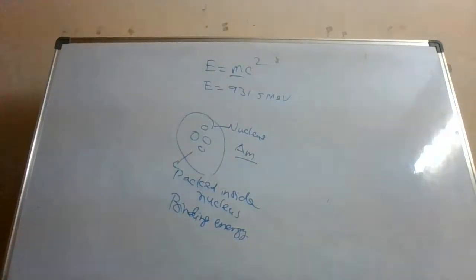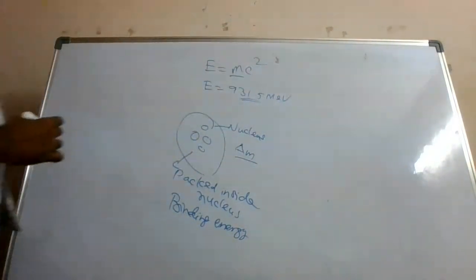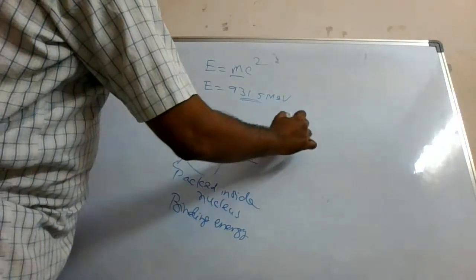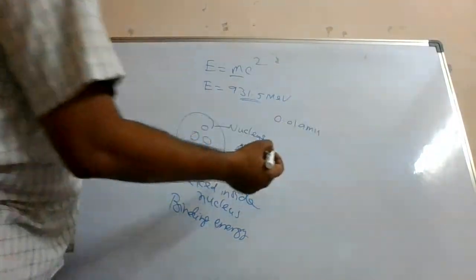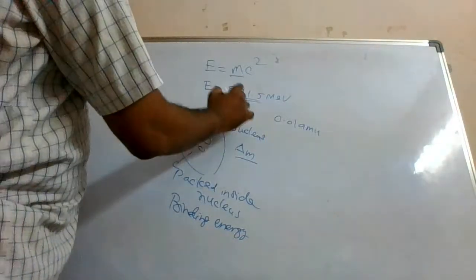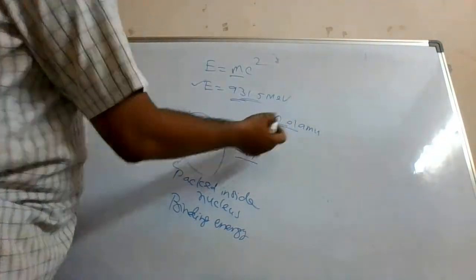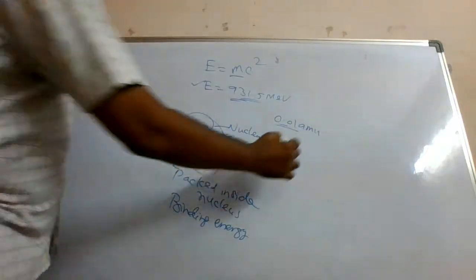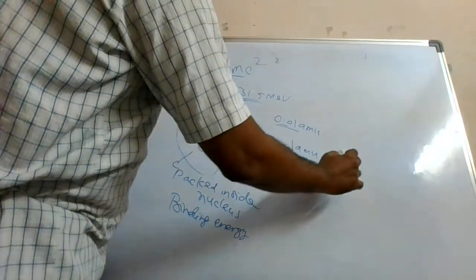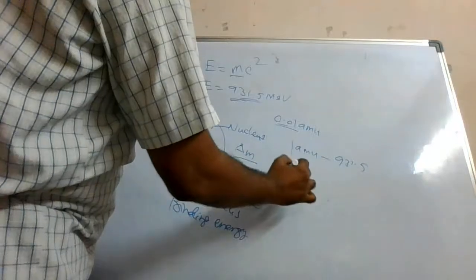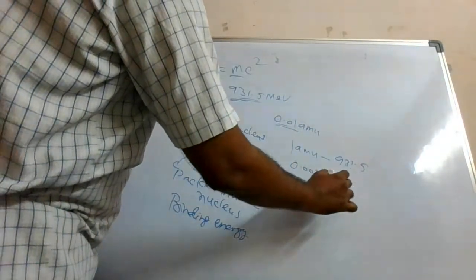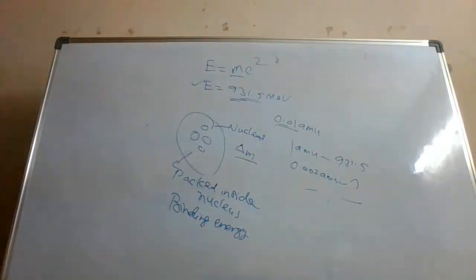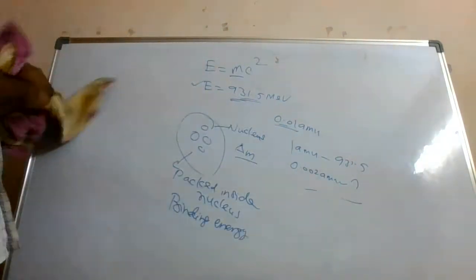This mass defect will be a value we obtain in atomic mass units only. Alright. So you know that one atomic mass unit gives this much energy. So if it is some 0.01 atomic mass unit, you can calculate. For one atomic mass unit, this is the energy. For 0.01, how much? You can calculate, no? 1 AMU is 931.5. Suppose the mass defect is 0.002 AMU, how much? Simply calculate. Alright.